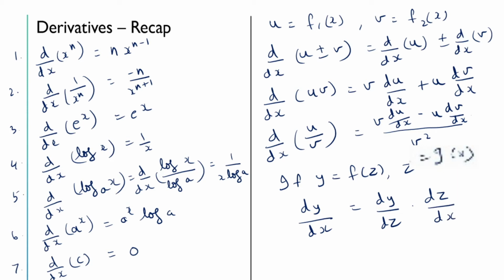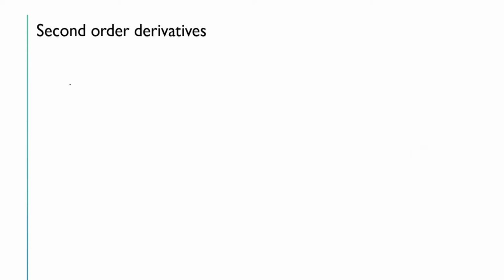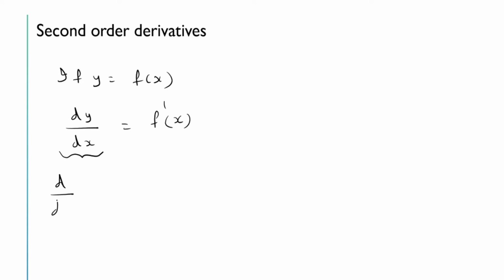Now we'll see the meaning of second order derivatives. So we know that if y is a function of x, then the derivative of y is given by dy by dx and it is denoted as f dash of x. If we take the derivative of this dy by dx, then it is called the second order derivative of y. So d by dx of dy by dx is equal to d square y by dx square and it is equal to f double dash of x.